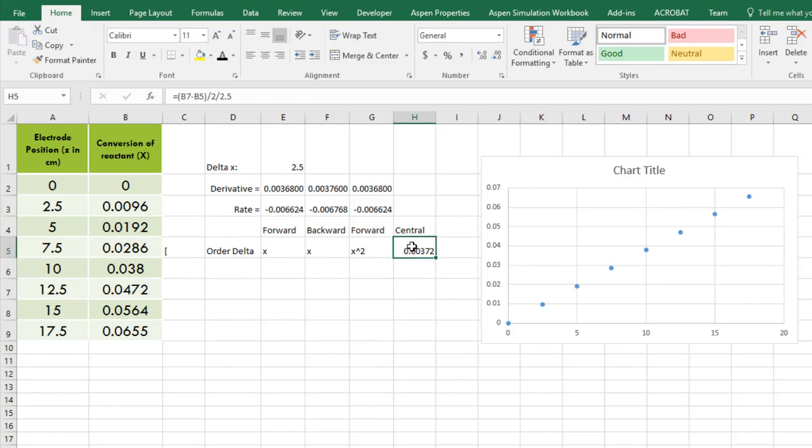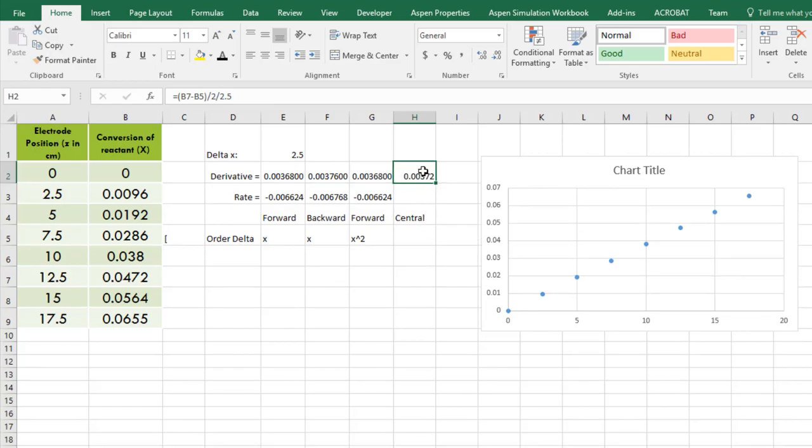And I probably shouldn't have put that there. I should have put it up here. This is going to change my answer, so let me... Oh, no, it didn't. Okay. Still got B7 and B5. Good. Okay. And I can copy this over. This is order x squared.